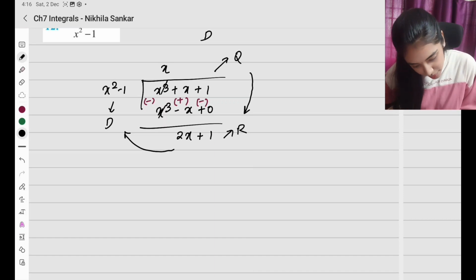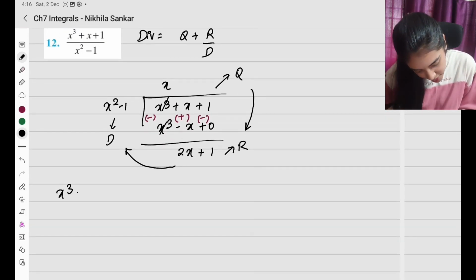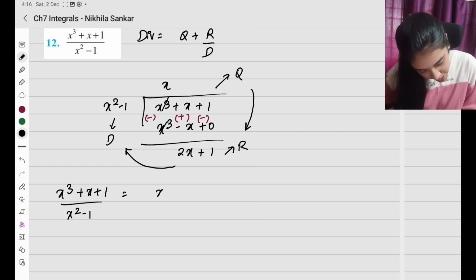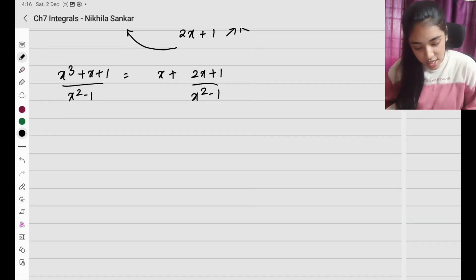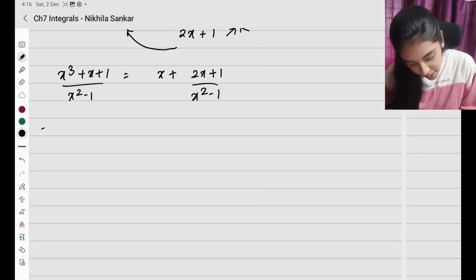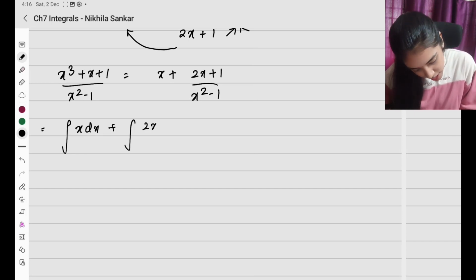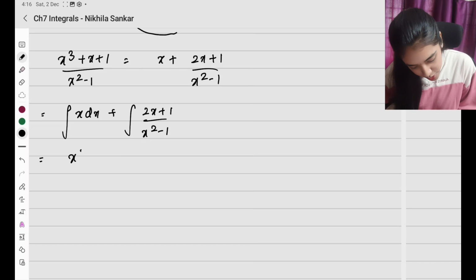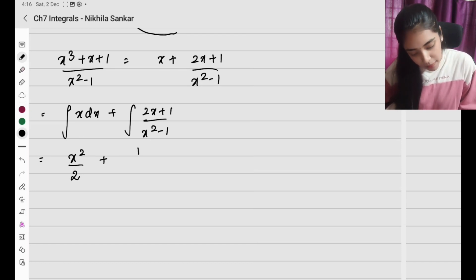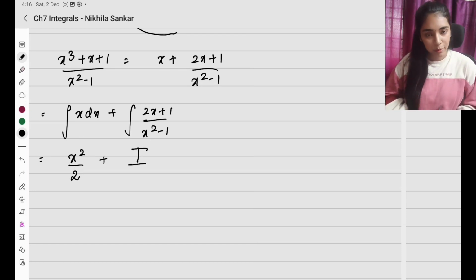So my question basically looks like x cube plus x plus 1 divided by x square minus 1 equals x plus 2x plus 1 divided by x square minus 1. So this is how my question changes. So now I am going to take the integral. So how does the integral look? Integral x dx plus integral 2x plus 1 divided by x square minus 1. So this particular term is going to be x square divided by 2 plus this, I'll take it as I. I'm going to solve I using partial fractions.